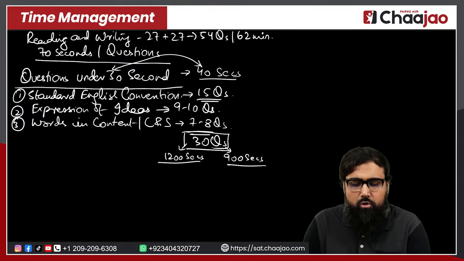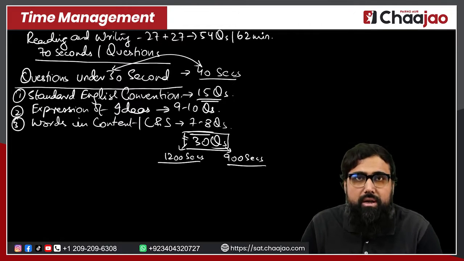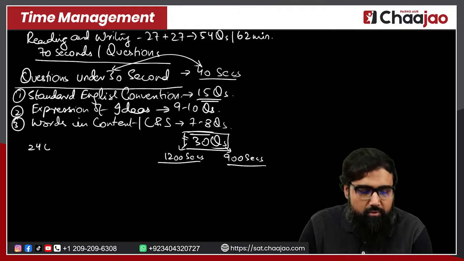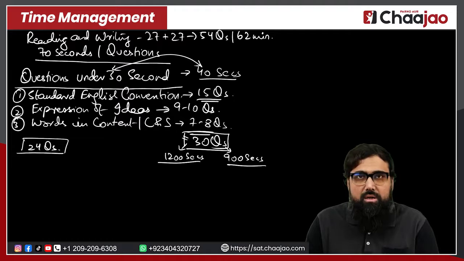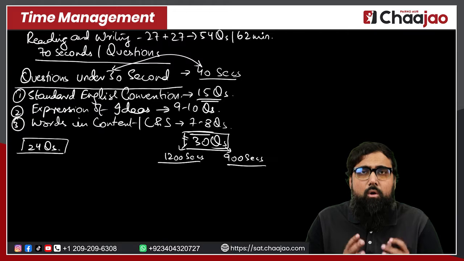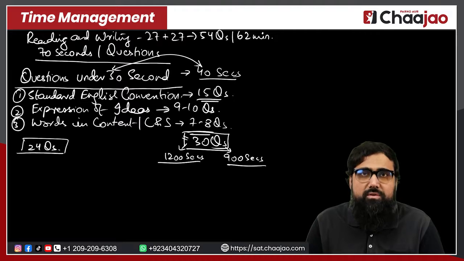Now, if you have solved around 30 questions already, how many questions are you left with? Now you are left with 24 questions. These 24 questions are the difficult ones. They will have the claim questions, the inference questions, the graph questions, the central idea questions, the cross-text connection questions, the purpose questions, all of those questions that require reading and that may require more than 70 seconds.